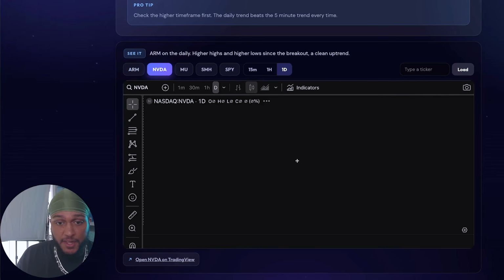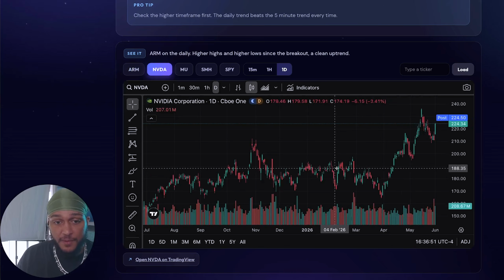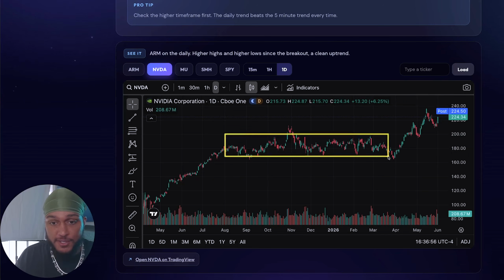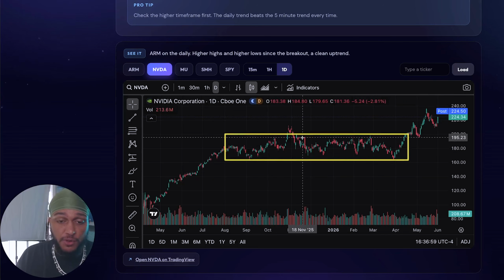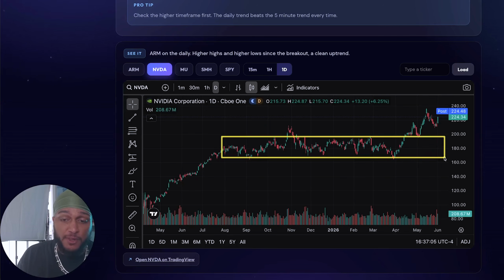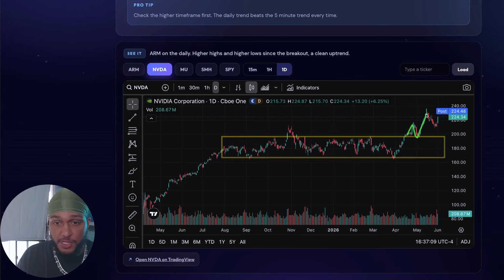Again, let's look at a name like Nvidia. Nvidia on the daily time frame. What can we see here? Nvidia was stuck in a box for quite some time. It was stuck in a box trading sideways, making equal highs and equal lows. That's what we call a range here. We're moving nowhere. But look exactly what happened here once it broke above the range. It broke above the range here, retest, push back up, and push back up to new highs.